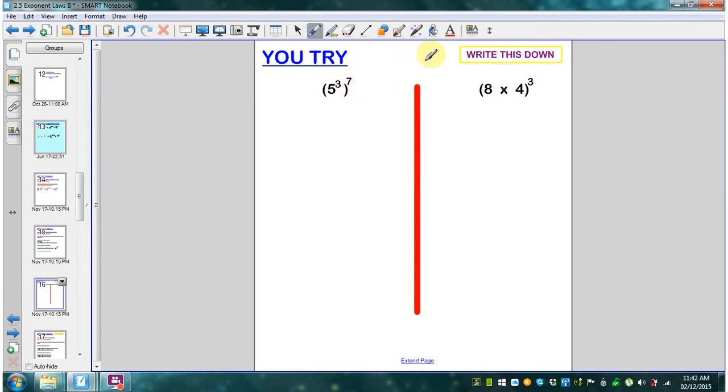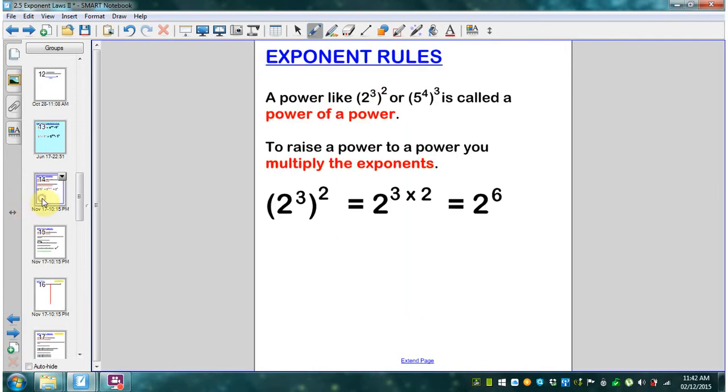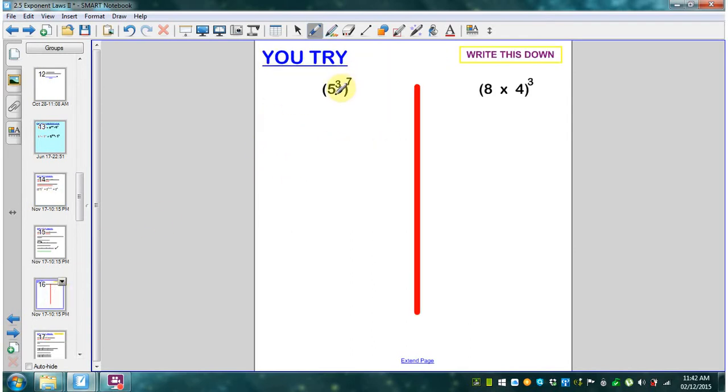Okay, so by now you should have these 2 attempted. This one over here, we have a power to a power, so we flick back to this rule where we can multiply the exponents. So 5 to the power of 3 to the power of 7 is the same as 5 to the power of 3 times 7, or 5 to the power of 21, which would be a very large number. So that's 5 times itself 21 times.